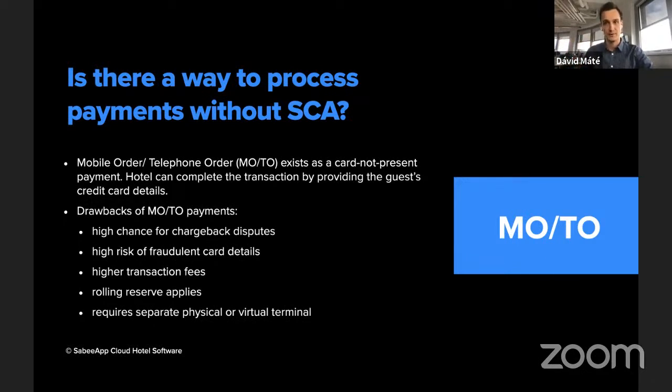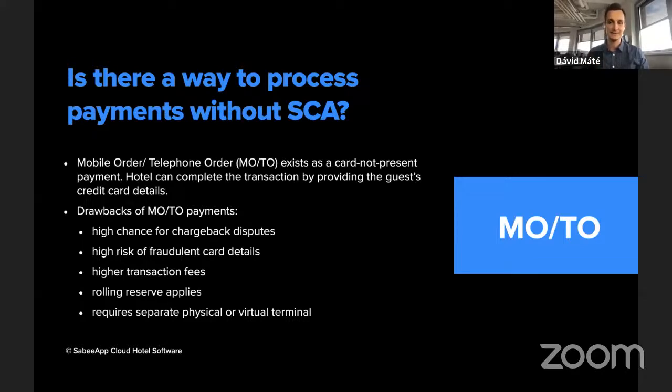But it comes with some serious drawbacks. So I've listed them below. So when you're making a MOTO payment, it all sounds like the transactions that we're used to processing in the past, but it comes with a higher chance of chargeback disputes. Chargeback disputes is something that us hoteliers want to avoid. So this is something we completely want to avoid. And with the case of MOTO transactions, there's a very high chance that this can happen. There's also high risk of fraudulent card details.